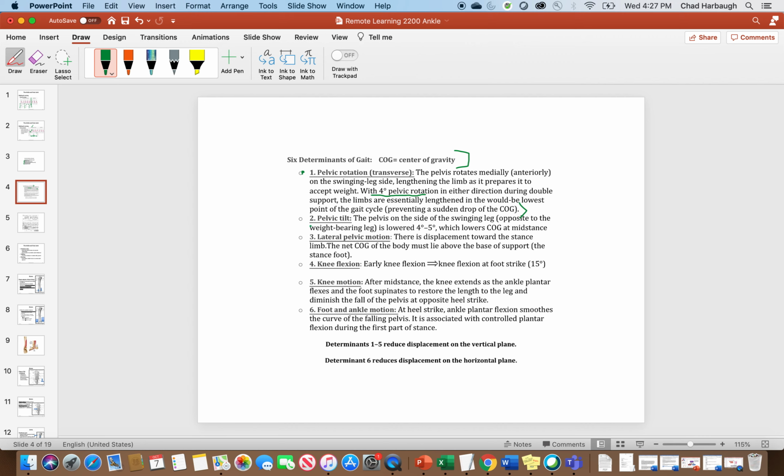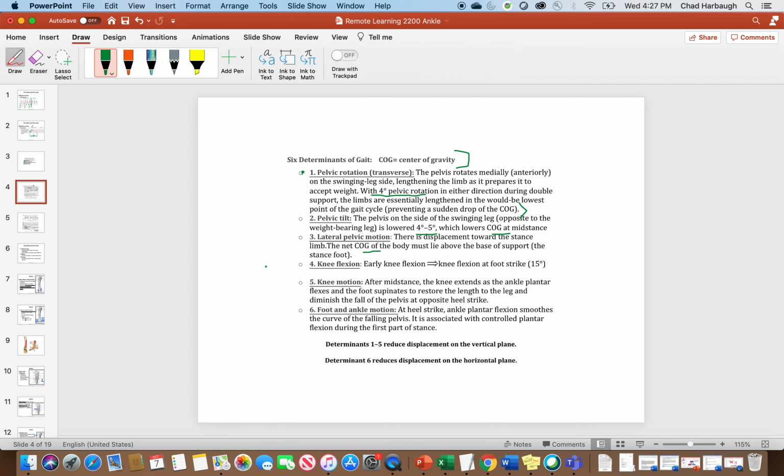Pelvic tilt: the pelvis on the swinging leg, opposite to the weight bearing, is usually lowered about 4 to 5 degrees, which, again pertaining to the center of gravity, is going to lower the center of gravity during the mid-stance phase of the stance phase. We will see lateral pelvic motion, which means that the net center of gravity usually lies above the base of support of the stance phase.